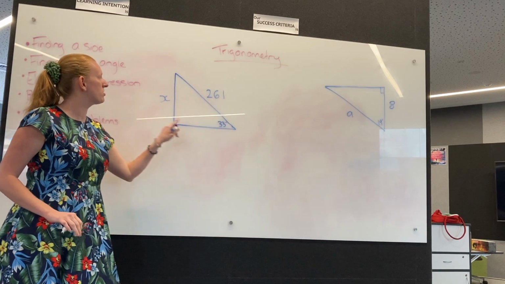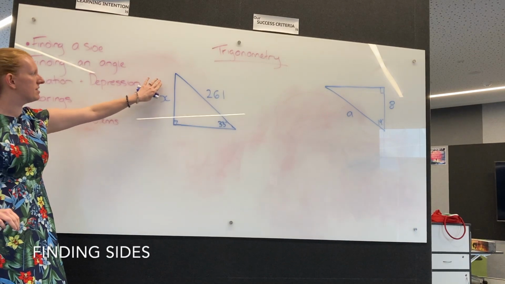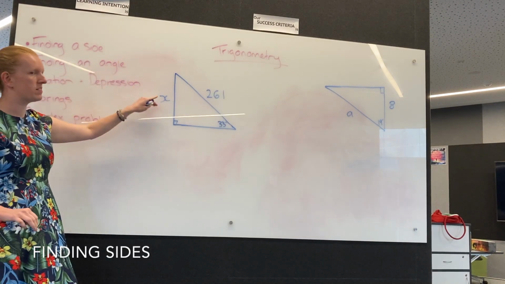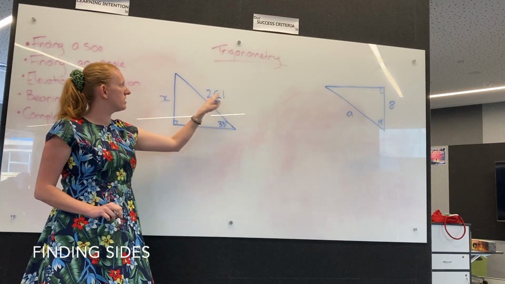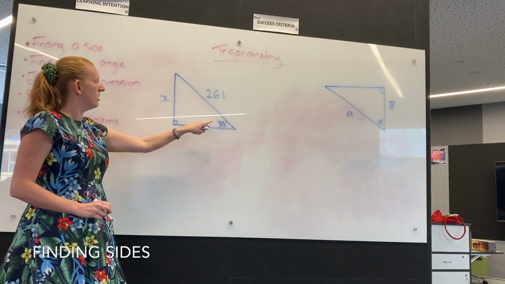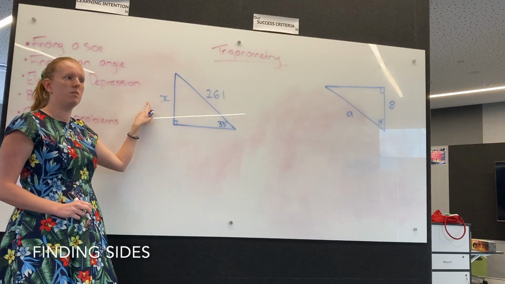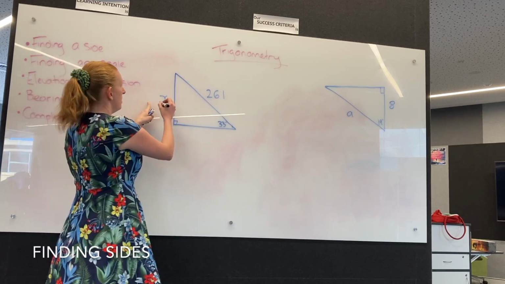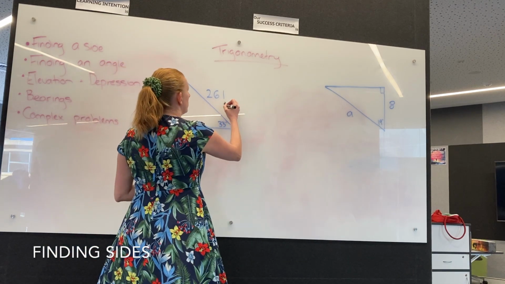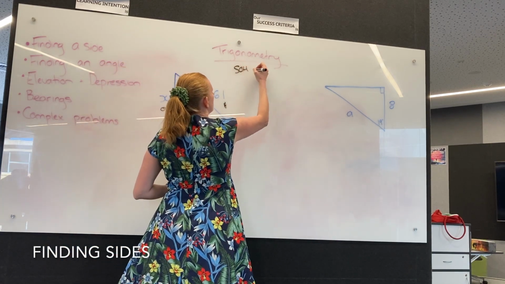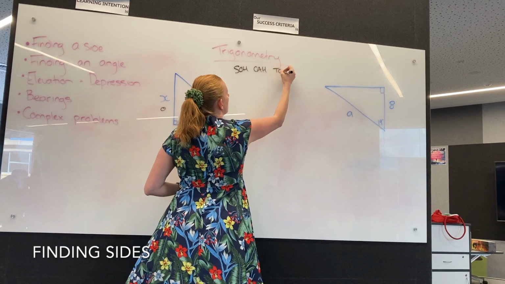Anyway, so here we're going to be trying to find x. So this is a side, so that's the first thing on our list that we need to know. First up, we need to figure out which sides I'm using here. If this is the angle I'm looking at, what side is this? Opposite. What's this? Great. So I'm using SOH CAH TOA.